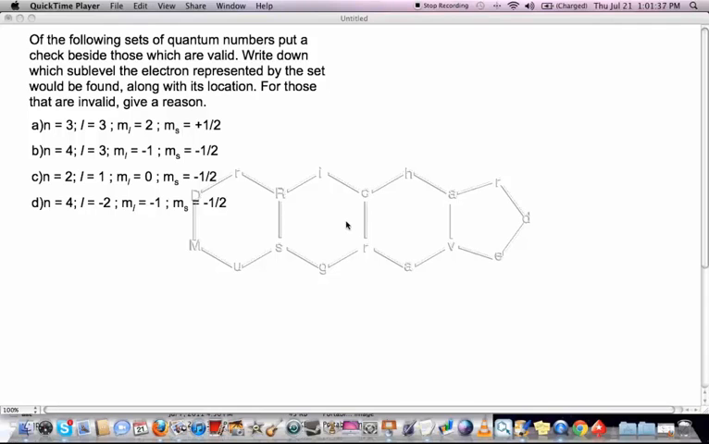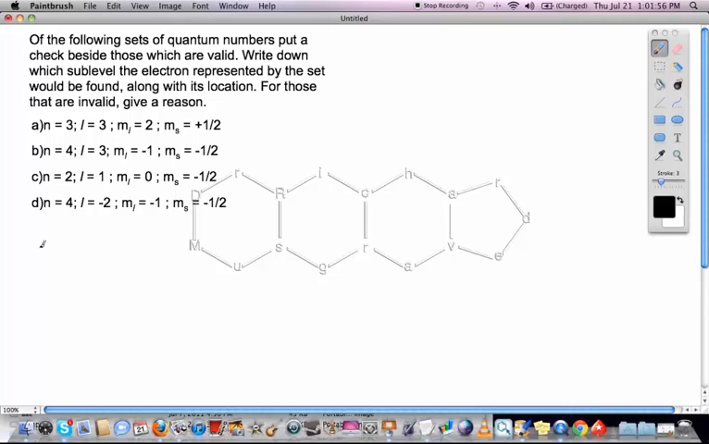Well, let's look at a typical quantum number problem where you're given these sets of quantum numbers. You have to write down whether it's valid and where the electron would be if it is valid, and for those that are invalid, give a reason. So what we're dealing with here is just looking at each of the numbers and seeing whether the values are allowed for the numbers that we have.